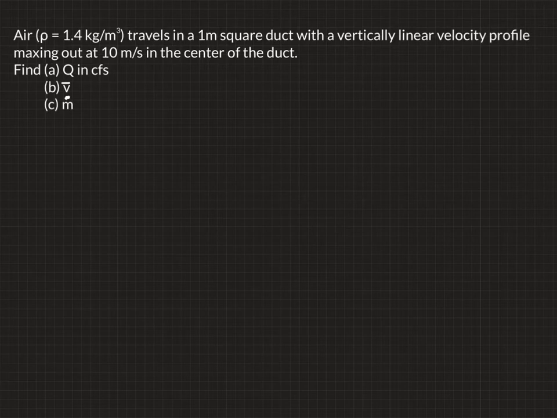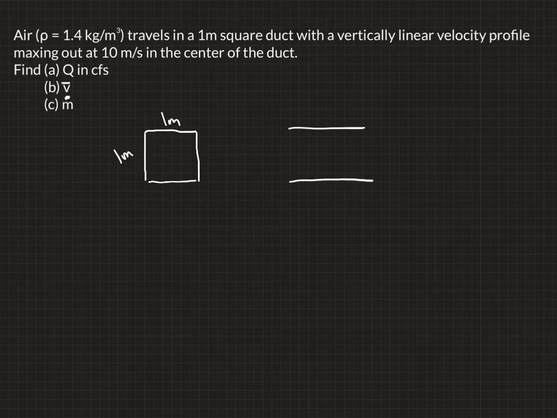What this looks like, again, we're going to draw a picture before we begin, and this is why I wouldn't give it to you, because I think it's hard to figure out what that picture is. So this is what the duct looks like, 1 meter by 1 meter, and air is going into the board, into that duct. Now if I draw it from the side, we're going to keep it at 1 meter, and I'm going to plot the velocity profile. It's a vertically linear velocity profile, maxing out at 10 meters per second.